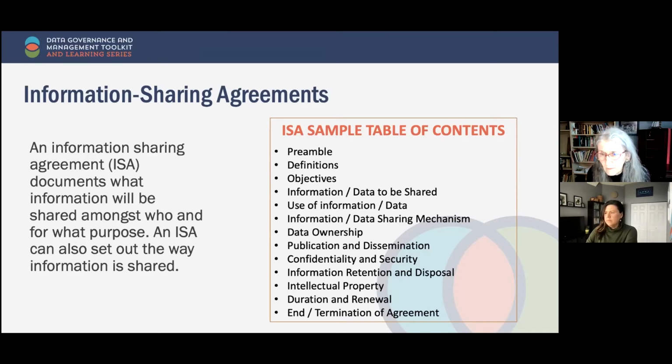Exactly how is it going to be shared? Is there going to be a data linkage involved? If so, how does that data linkage operate? Who owns the data? And through the knowledge transfer, privacy, security, all the way to disposal. How long are you going to keep this data? Maybe after 7-10 years, there'll be a requirement to dispose of it.